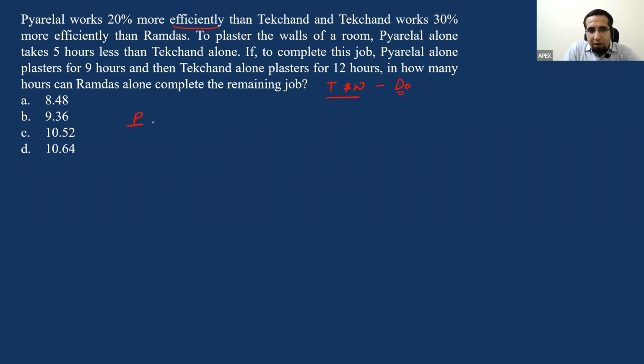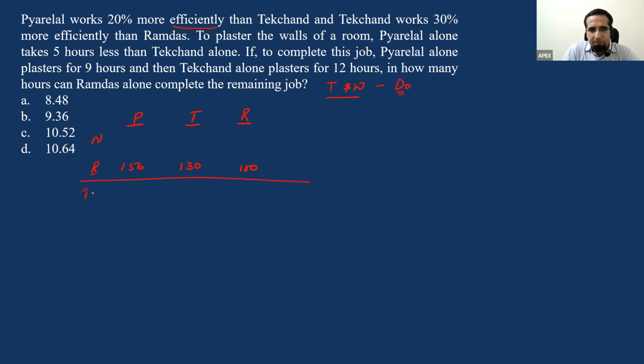Let's understand. Pyare Lal, P, works 20% more efficiently than T, and T works 30% more efficiently than R. Right? So what I can do is take the efficiency. Let's say I can take this as 100. So this is 30% more, that is 130. And this guy is 20% more. 20% of 130 is 26. So this guy is at 156.